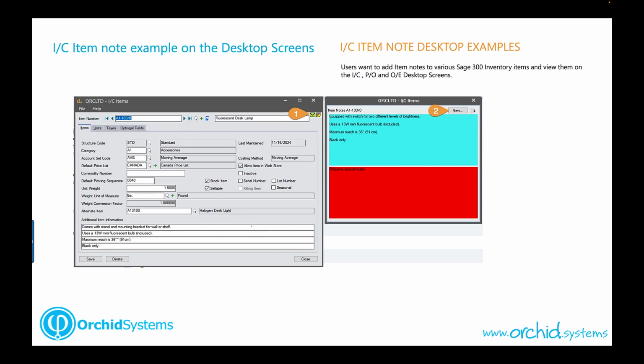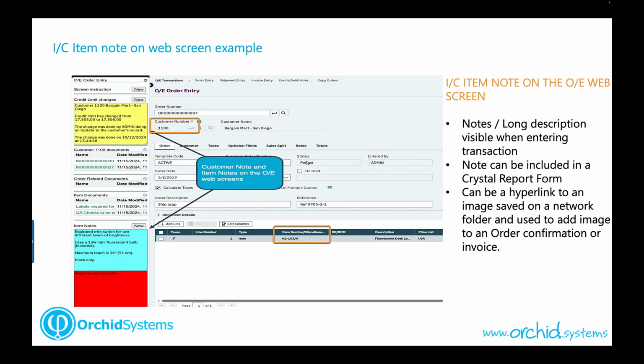Those notes can then be included in reports. They can also be displayed on the relevant screen in OE or in PO, or when processing some IC transactions. This is an example on the desktop screens, and a similar example on the web screens where we are seeing the item notes, so the long description, visible when entering our order transaction.